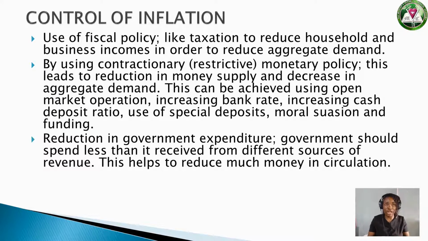Retrieve money from the hands of the individual. Now we have the next one: reduction in government expenditure. Government should spend less than it receives from different sources of revenue.